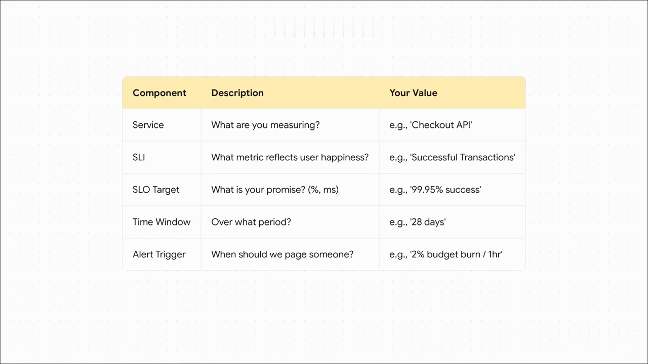What are you measuring? What metric truly reflects if your user is happy? What's your promise to them? And, most importantly, what rate of your error budget burning is urgent enough to actually wake somebody up? Filling this out gives you a crystal clear, actionable plan for every important service you run.